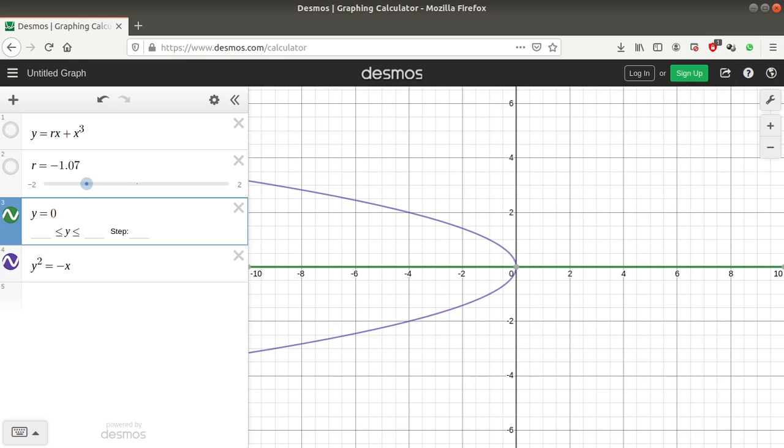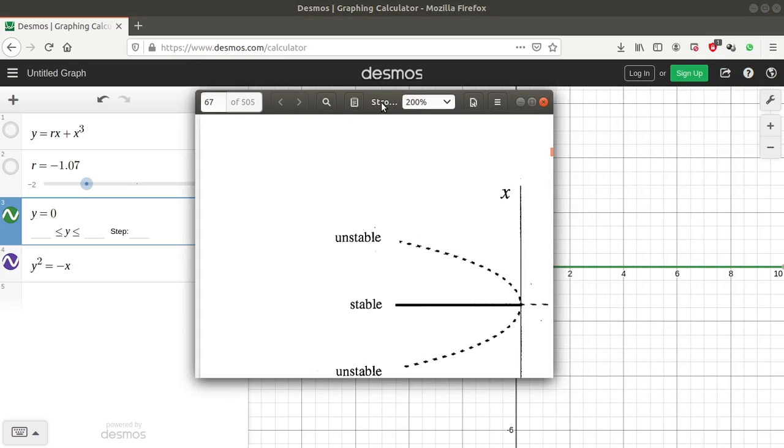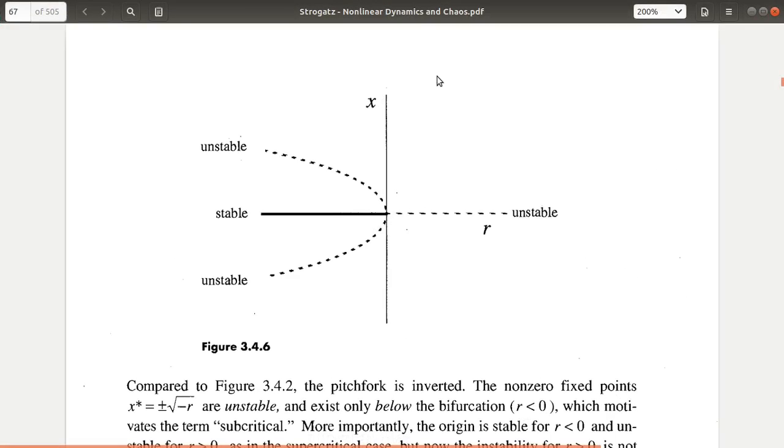Okay, so if I show it in the book, so this is the picture. Okay, so only this is stable, all other branches are unstable.